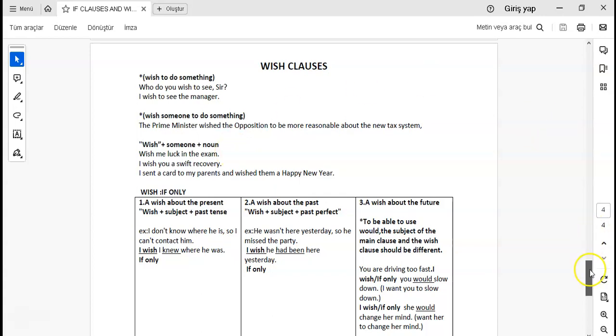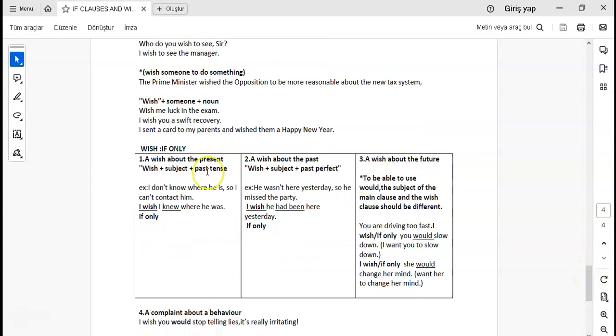And what about the wish and the "if only" structure? Let's see. You can make a wish about the present, about the past, or about the future. If you're making a wish about the present, if you want a present situation to be different from the way it is, you use "I wish" plus subject plus verb 2. For example, I don't know where he is. I wish I knew. Who wishes? I wish. And who wants to do the action? I. And so I take "don't know" and make it into past simple. I say "knew".